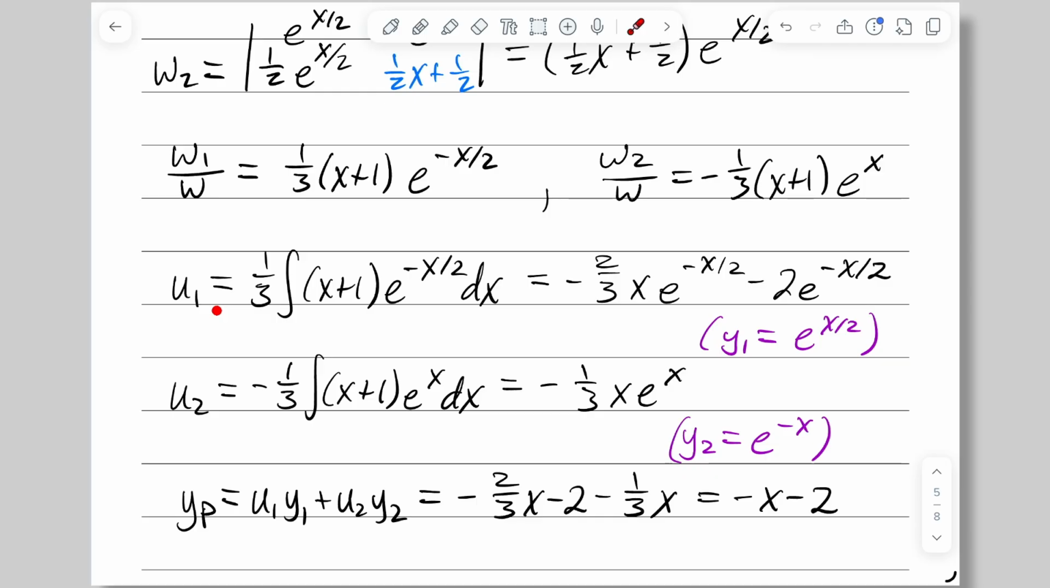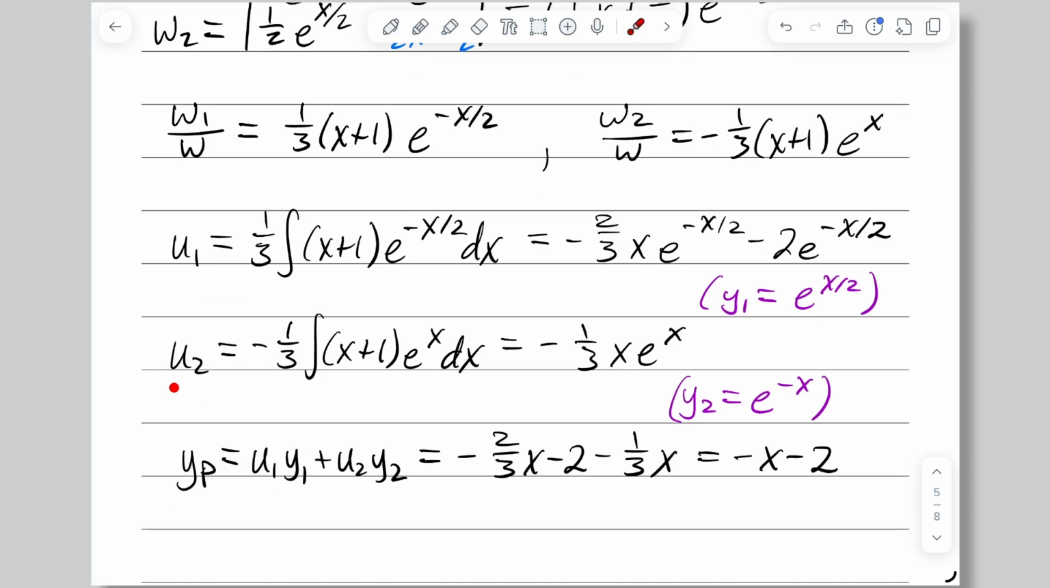u1 is the integral of W1 over W, and once we use integration by parts, we get -2/3 x e^(-x/2) - 2e^(-x/2). Don't forget, y1 was e^(x/2), which is going to be useful to remember because we're going to form u1 y1 for our particular solution.